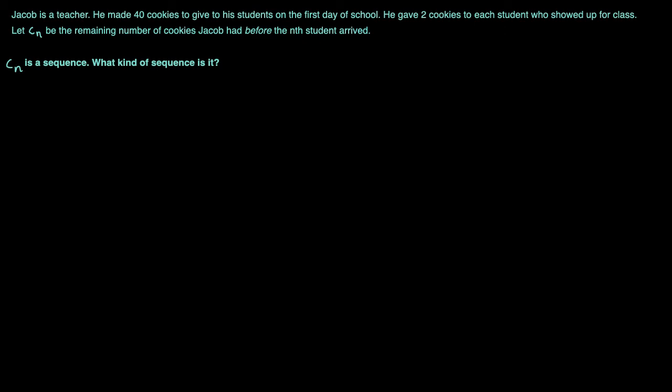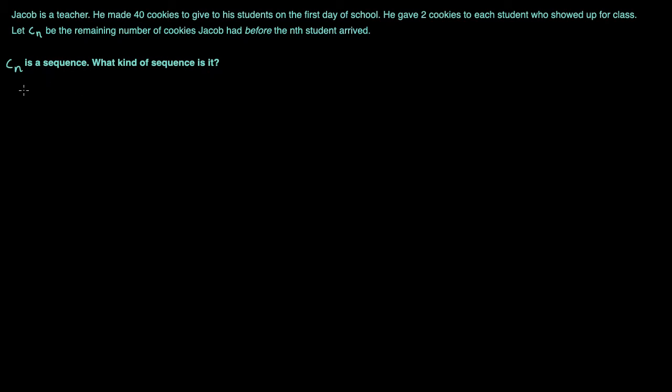Jacob is a teacher. He made 40 cookies to give to his students on the first day of school. He gave 2 cookies to each student who showed up for class. Let C sub n be the remaining number of cookies Jacob had before the nth student arrived. C sub n is a sequence. What kind of sequence is it?